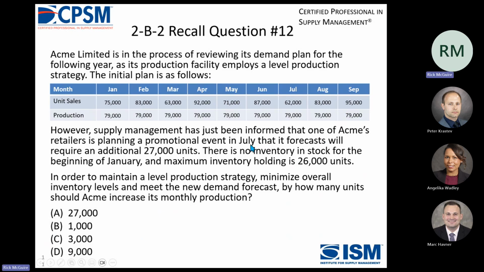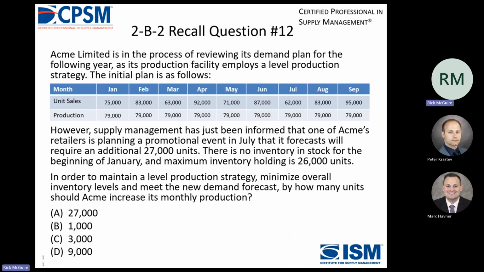It's just been informed that one of Acme's retailers is planning a promotional event in July that it forecasts will require an additional 27,000 units. There's no inventory in stock for the beginning of January, and the maximum inventory is 26,000 units. In order to maintain the production schedule, minimize inventory levels, and meet new demand forecasts, how many units should Acme increase its monthly production by?